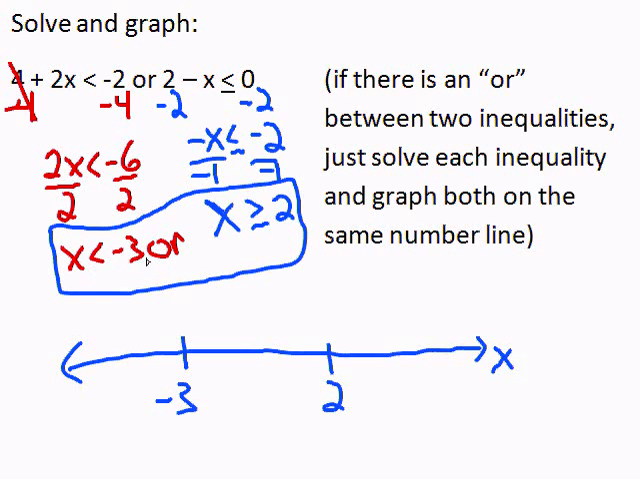Since x is less than negative 3, we use an open circle. That means we cannot touch negative 3. Negative 3 is not a solution. And you notice we're going to shade all of the numbers where x is less than negative 3. So that would be going in the direction of negative 4.